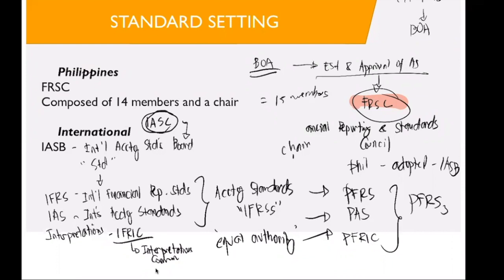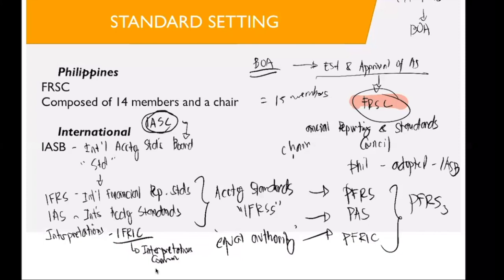Now, for IFRS and IAS, if you try to research already, your IAS and IFRS are numerically provided. So if ever they are published, they are provided based on numbers. So we have IAS 1, your presentation of financial statements. IAS 2, we have your inventories, etc. But if you try to look at it, some numbers were already removed.